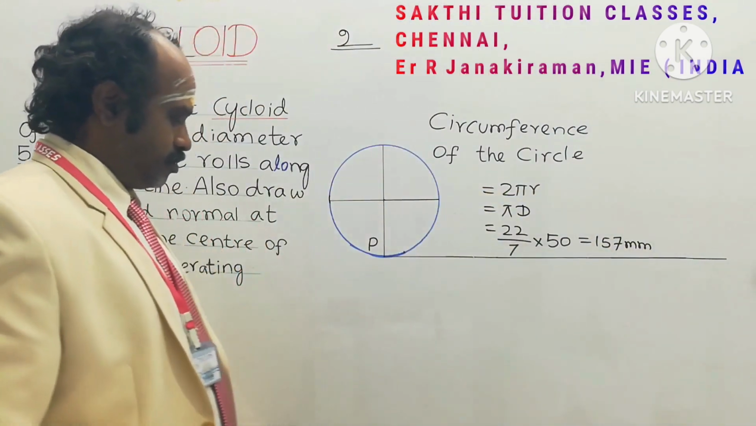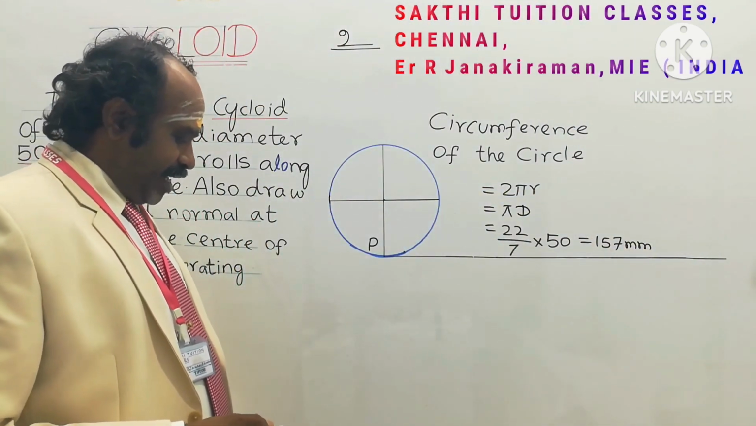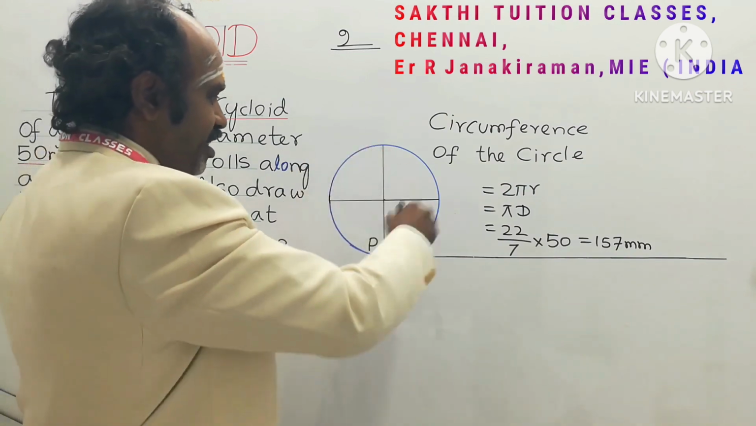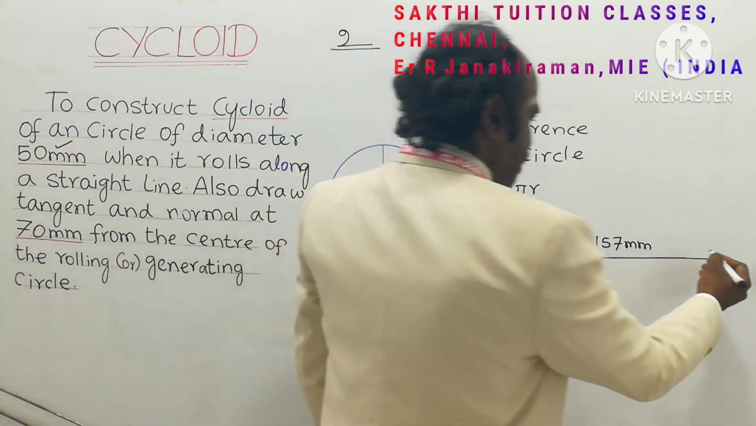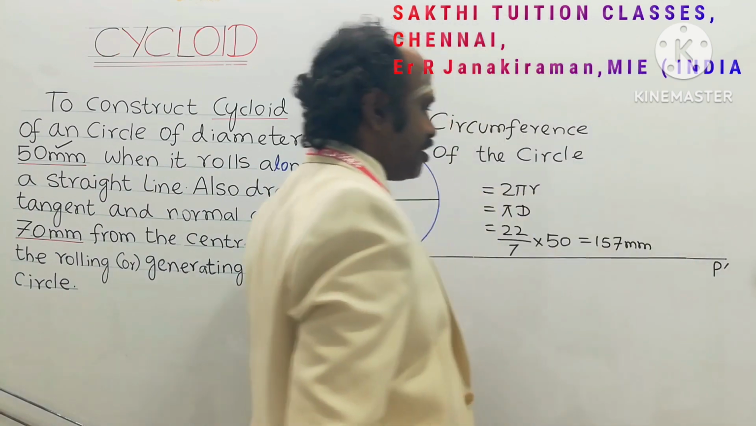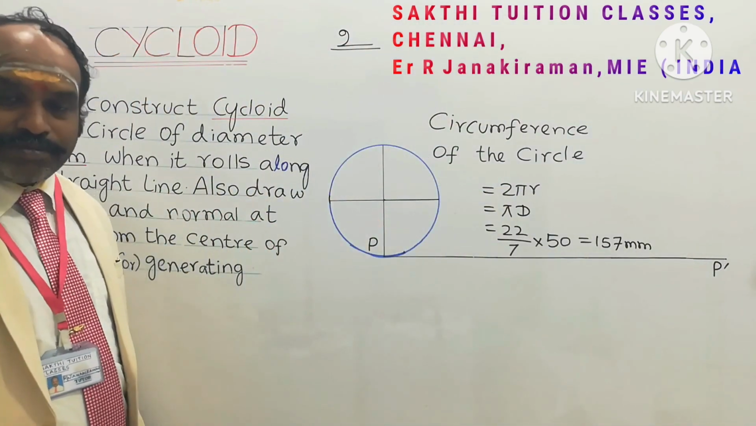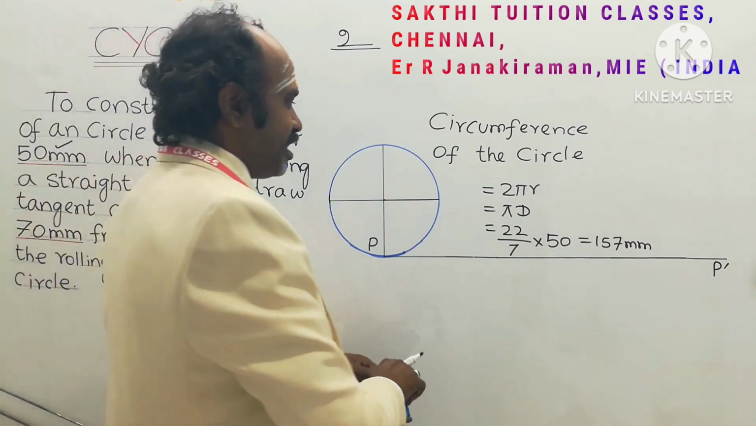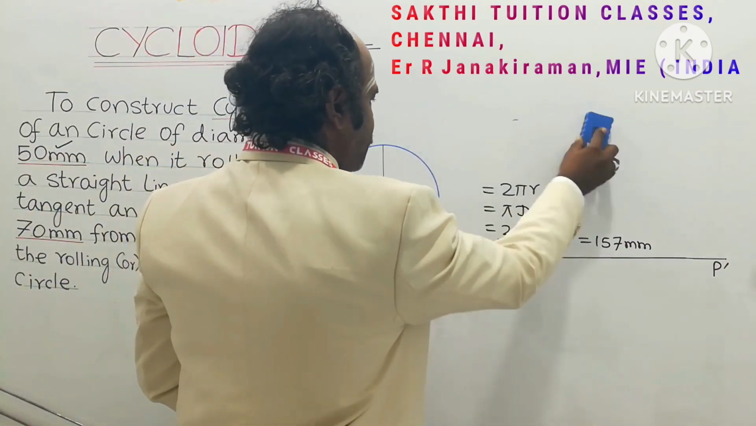Understand? So let the end of the line be for one complete revolution of the rolling circle. This end point is marked as P dash. So let me erase the calculation part, but students need not erase it, let it be on the side of the drawing sheet.